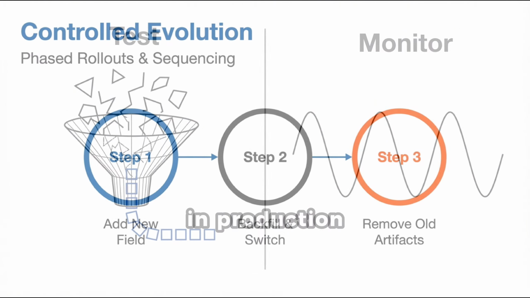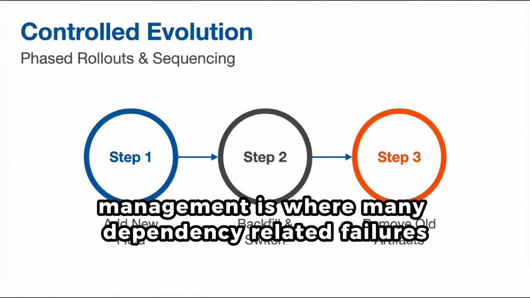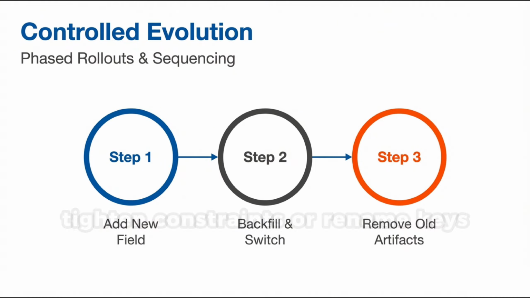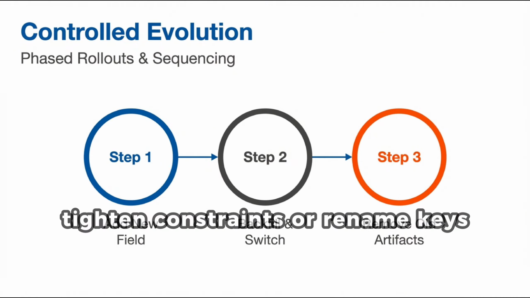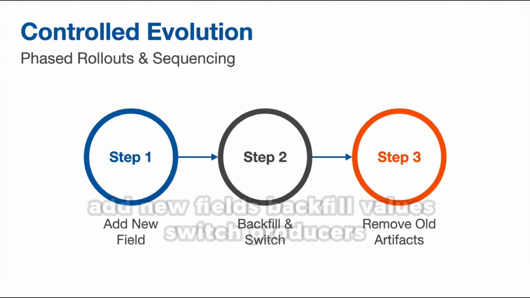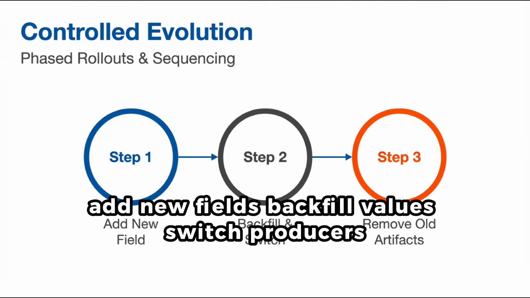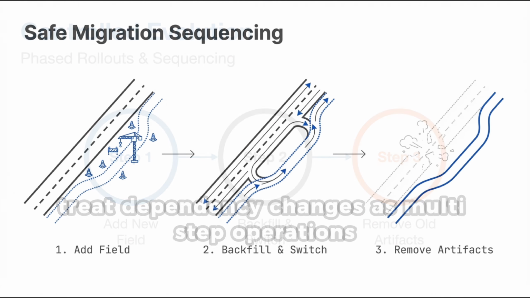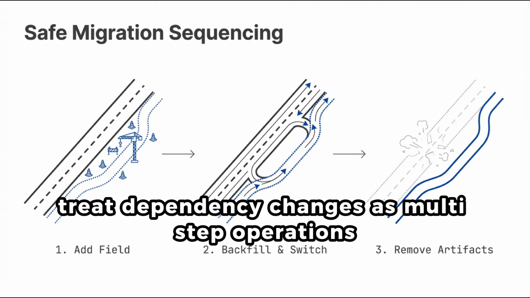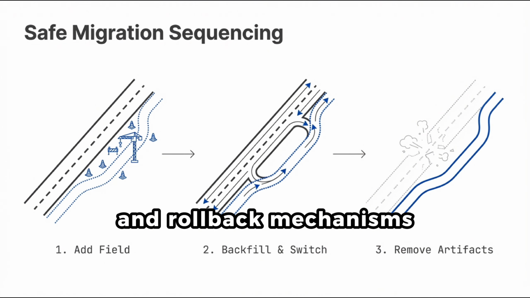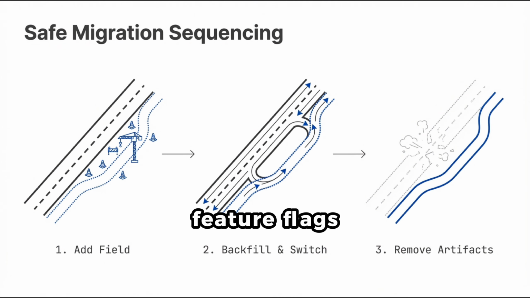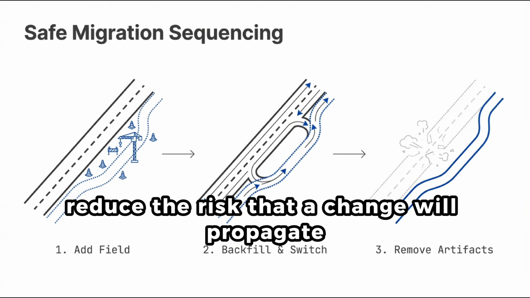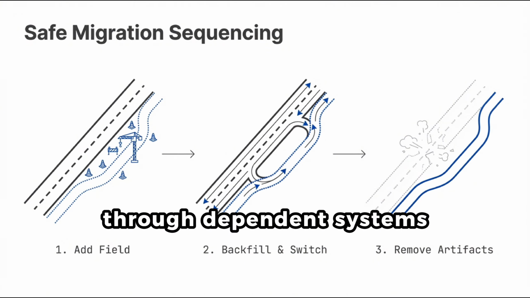Change management is where many dependency-related failures occur. Schema migrations that remove columns, tighten constraints, or rename keys require careful sequencing: add new fields, backfill values, switch producers, then remove old artifacts. Safe migrations treat dependency changes as multi-step operations with visibility and rollback mechanisms. Feature flags, phased rollouts, and canary deployments reduce the risk that a change will propagate inconsistently through dependent systems.